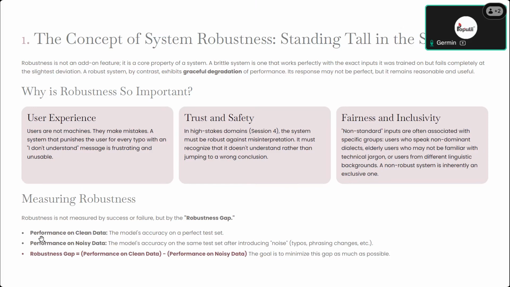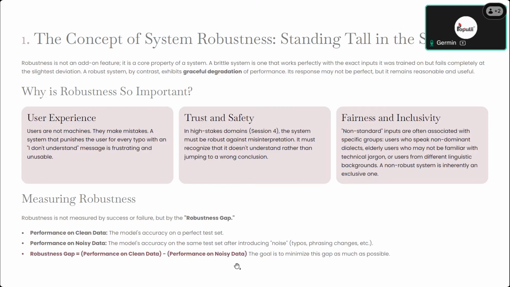First, we measure the chatbot's performance on clean data. That means testing it on perfect and well-written inputs with no mistakes. This shows us how well the system performs under ideal conditions. Then we test performance on noisy data. That's the same test set, but this time we introduce some noise, things like typos or slang or changed phrasing or small grammar errors. And finally, we calculate the difference between the two results. So the robustness gap will be performance on clean data minus performance on noisy data.